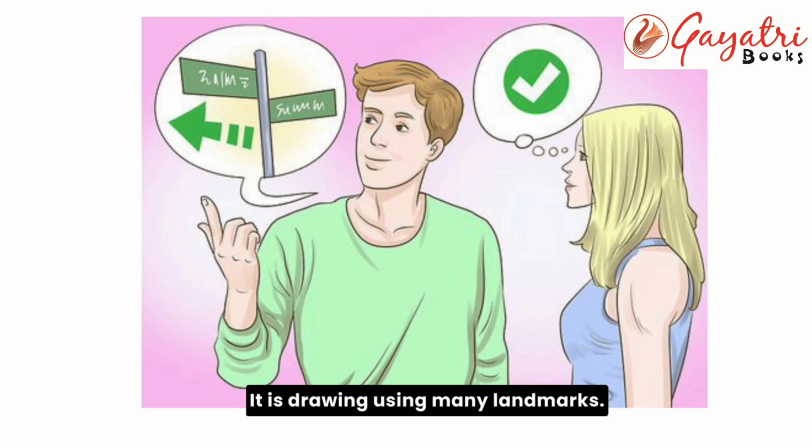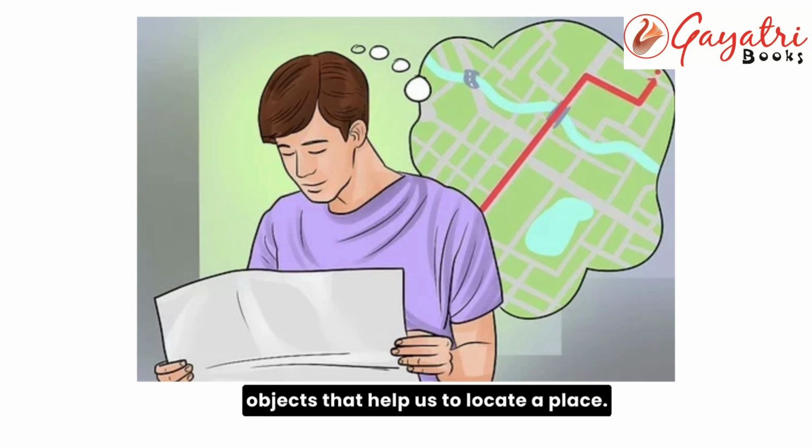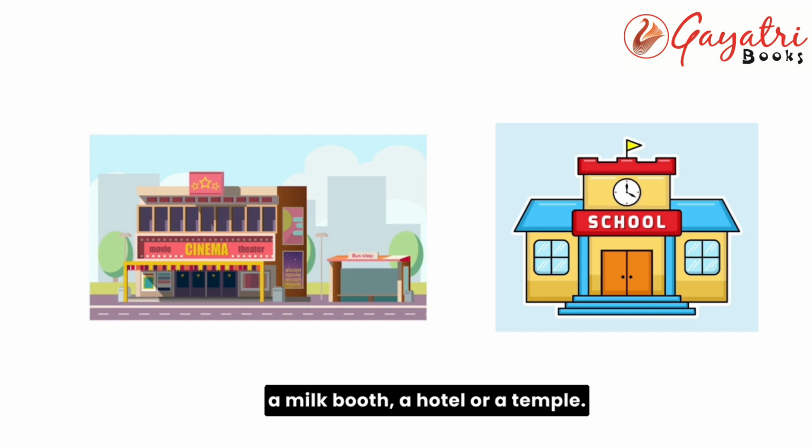It is drawn using many landmarks. Landmarks are reference points, well-known places or objects that help us to locate a place. Some common landmarks are a cinema hall, a school, a milk booth, a hotel or a temple.